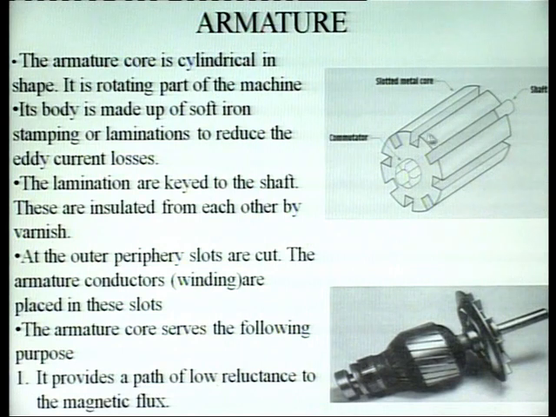You can see that at the outer periphery slots are cut. In these slots we accommodate the rotor conductors or rotor windings. Students, as you have seen, these rotor conductors are skewed, that is, they are not straight but inclined at some angle. This is called skewing. This skewing is done to reduce the noise created by the machine.